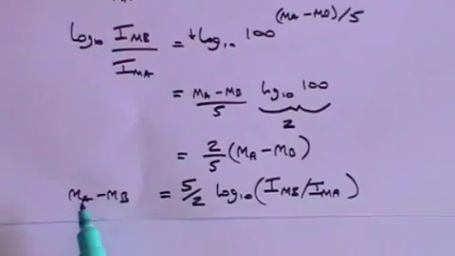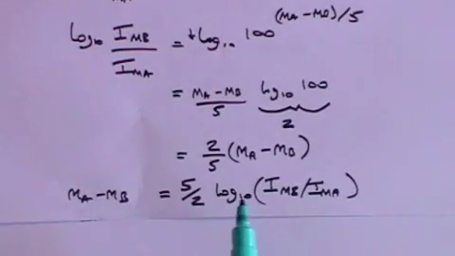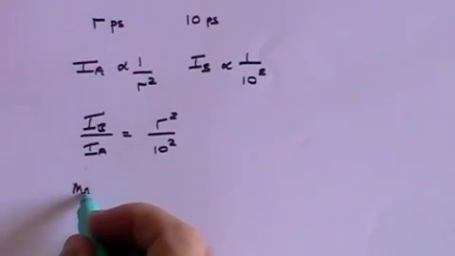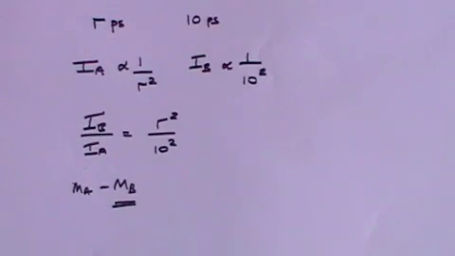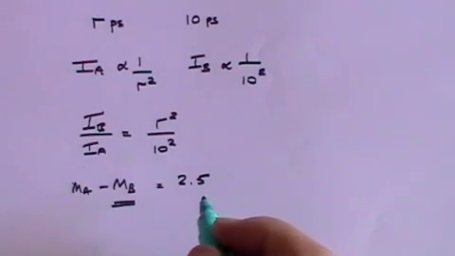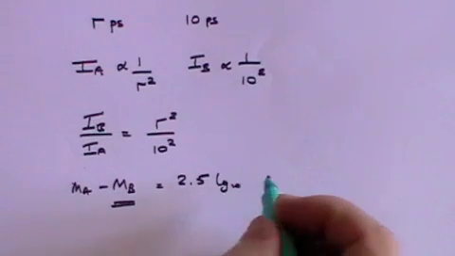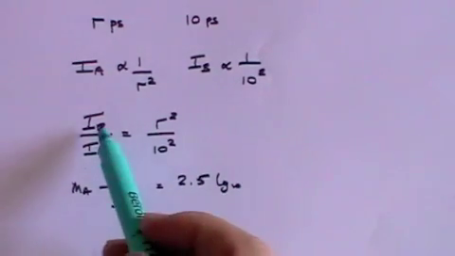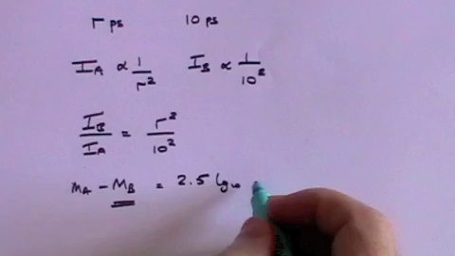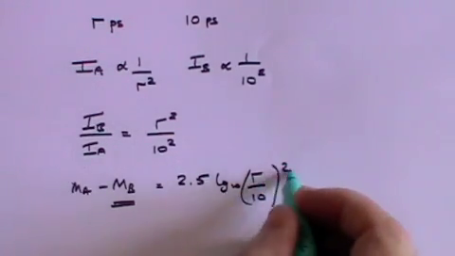And now we go back to the equation we derived before, which relates the apparent magnitude to the intensity of the stars. And we say that MA minus MB, which incidentally now this is the apparent magnitude, but this is the absolute magnitude because we know that star B is 10 parsecs away, is equal to 2.5, that's 5 over 2, times the logarithm to the base 10 of IB divided by IA. But IB divided by IA is r squared over 10 squared. So that's r over 10 all squared.